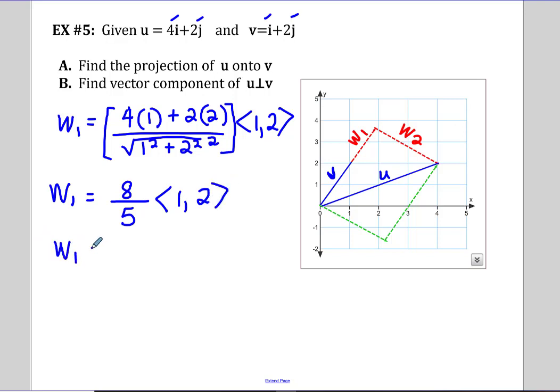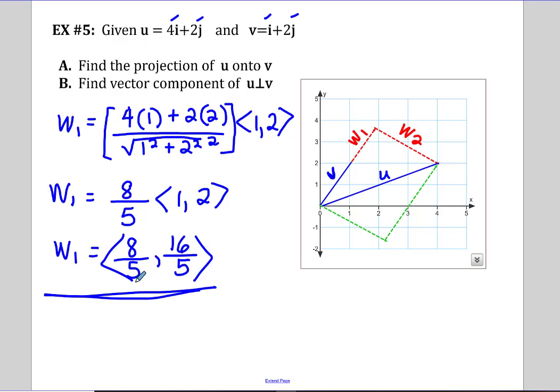So w sub 1 has components 8/5 and 16/5, which means if you look at it, 8/5 is 1 3/5, so you come out here about 1 3/5, and you go up 16/5, which is 3 and a little more, 3 1/5. So not too bad for drawing it.